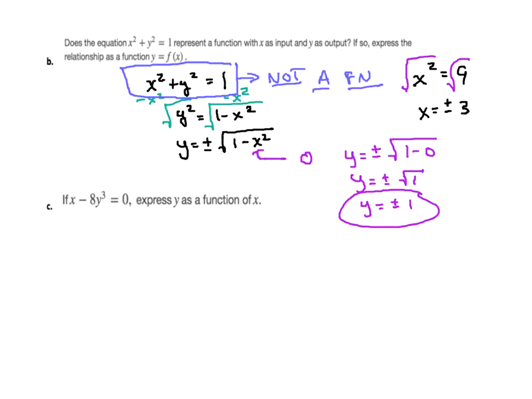Let's see if we can get y by itself and not have anything funky going on with x to give us more than one output value. So x minus 8y cubed equals 0. I want to try to solve for y. I'm going to subtract x. Negative 8y cubed equals negative x. And I'm going to divide both sides by negative 8.